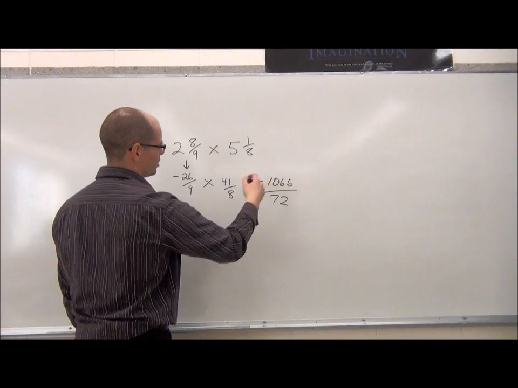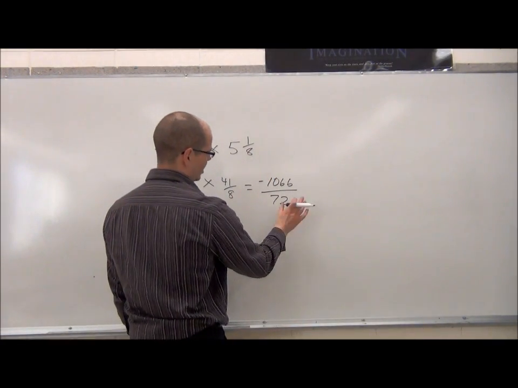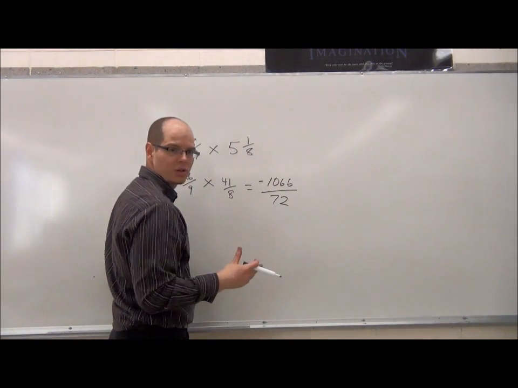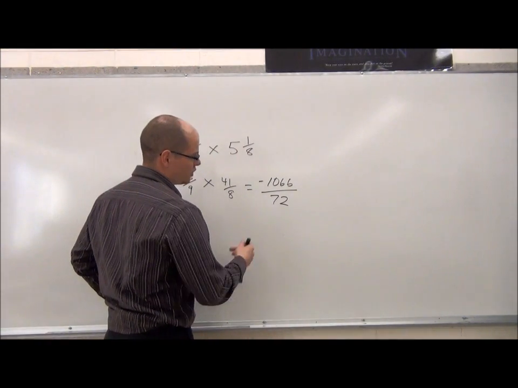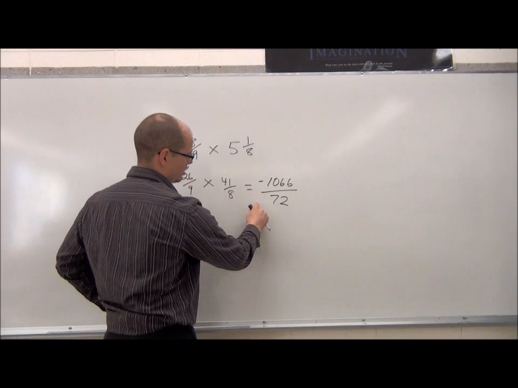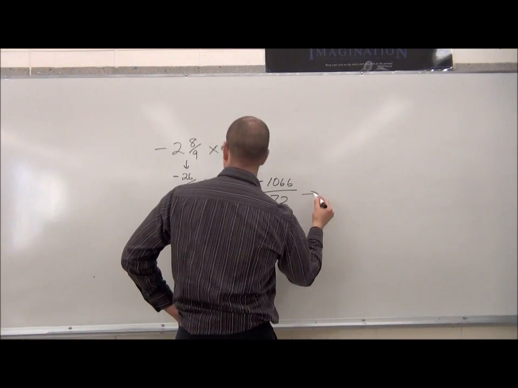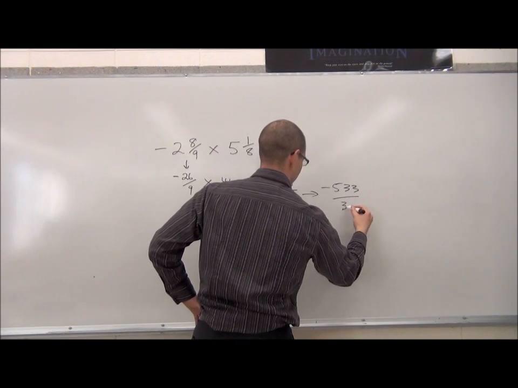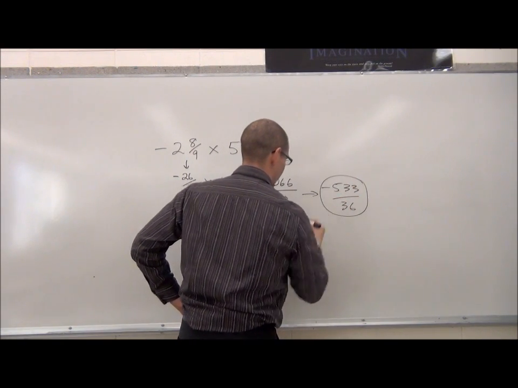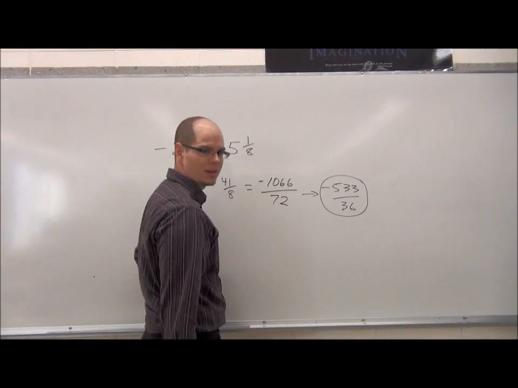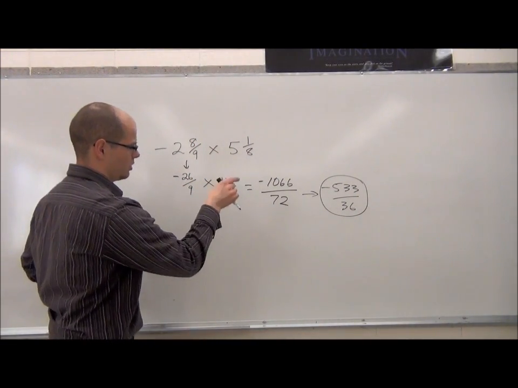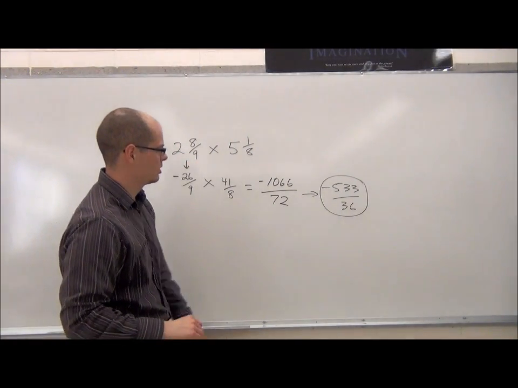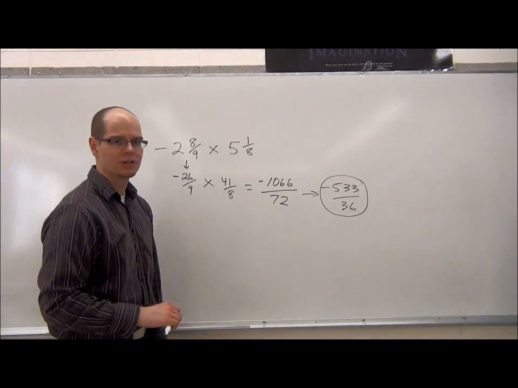And then all we need to do is, this is our answer, but we want to reduce it. So you'll notice, just start picking numbers to try and divide the top and the bottom by. If you notice, the top one's divisible by 2, so is the bottom one. So we can rewrite this as negative 533 over 36. If you tried other combinations, you'd notice that you can't break that one down any further. So that is our final expression there. So this fraction times this fraction is this as an improper fraction, okay?